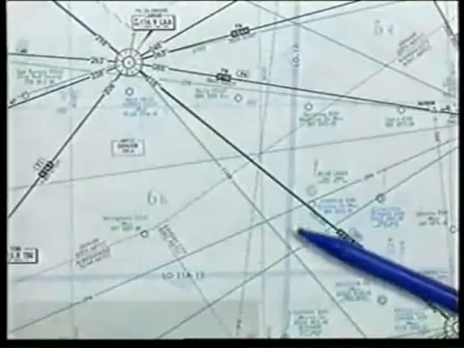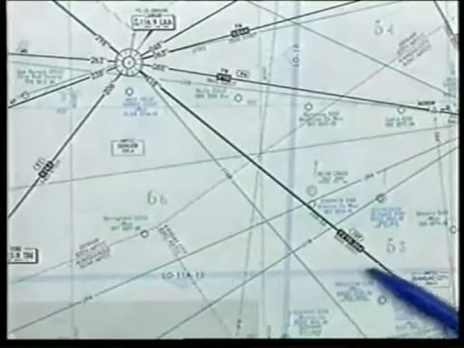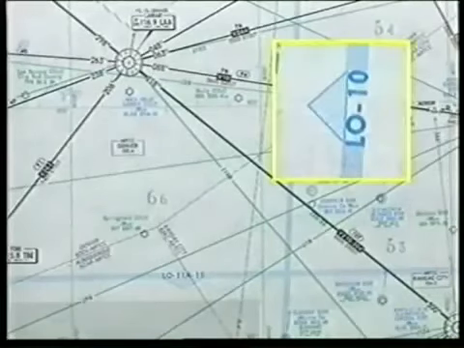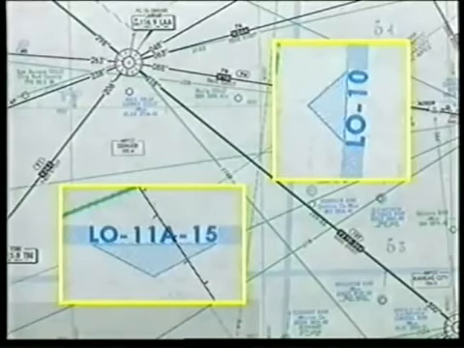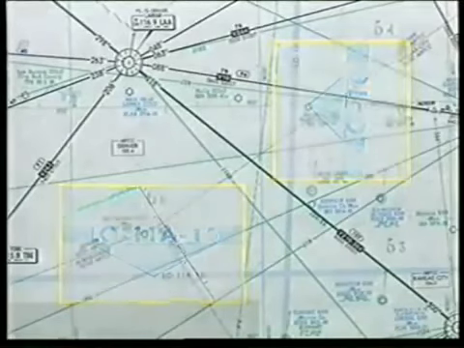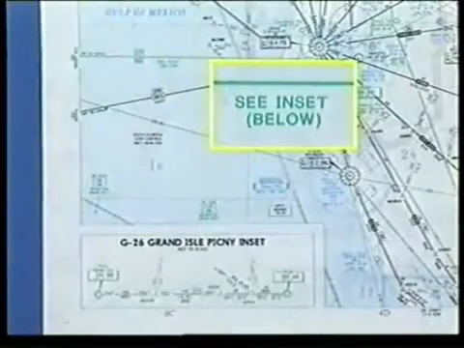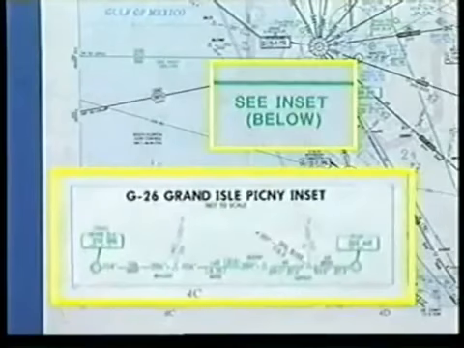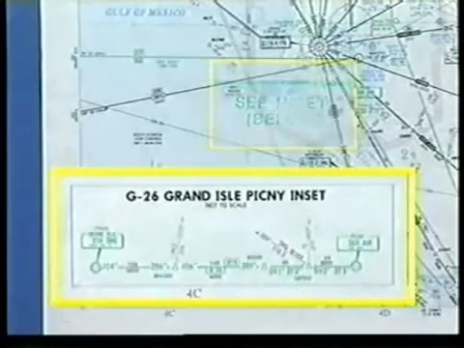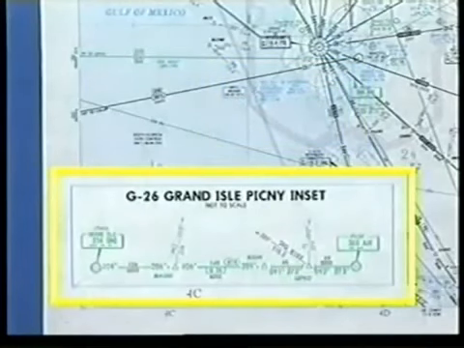Light blue bands portray areas where Enroute charts overlap one another. In this instance, the low 10 and low 11A and 15 represent the exact locations where those charts overlap this chart. This note refers to an area which is covered elsewhere in an inset. If the inset is on a different chart, it will be noted. In this case, the inset provides you with the Enroute data you need, covering an off-the-chart area over a body of water.